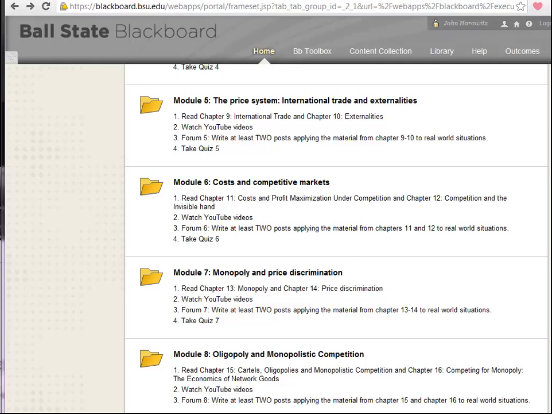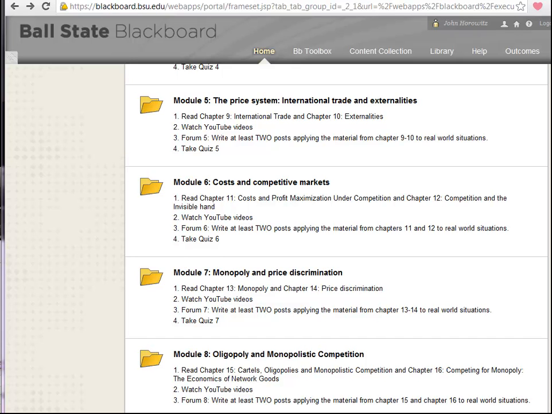Introduction: Costs and Competitive Markets. Costs are going to be very important for the remaining chapters. Costs are going to be brought up in competitive markets and monopoly, also important in monopolistic competition and oligopoly. Your profits are your revenue minus your costs, so you definitely have to look at those costs.